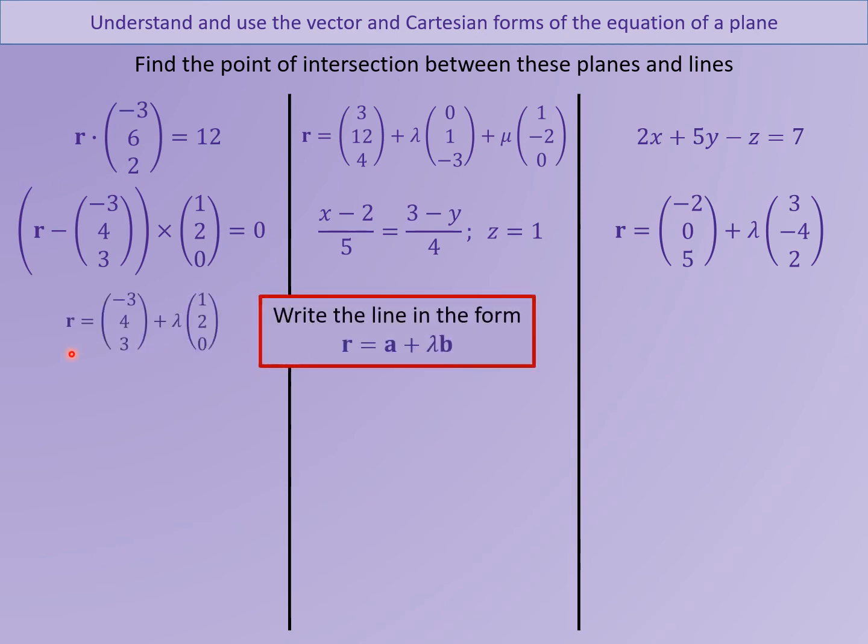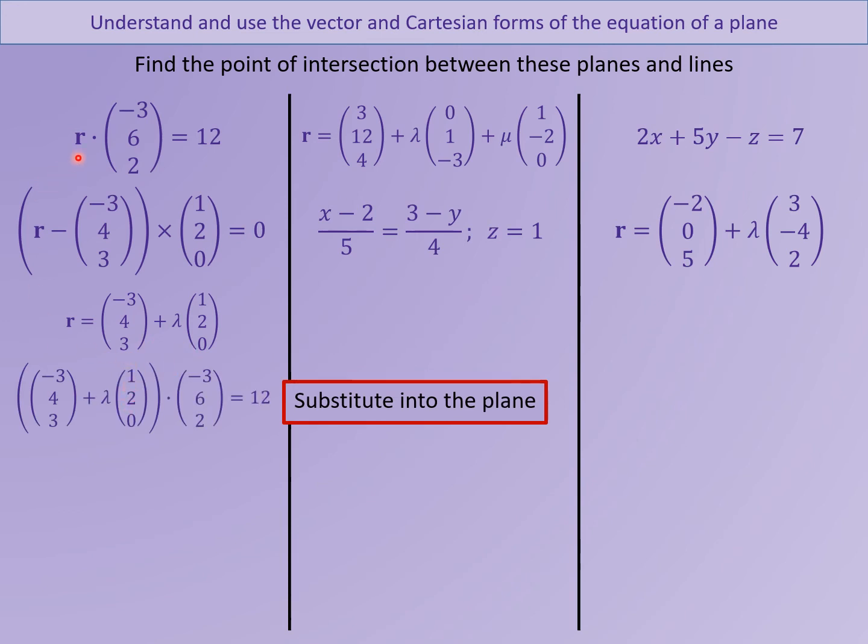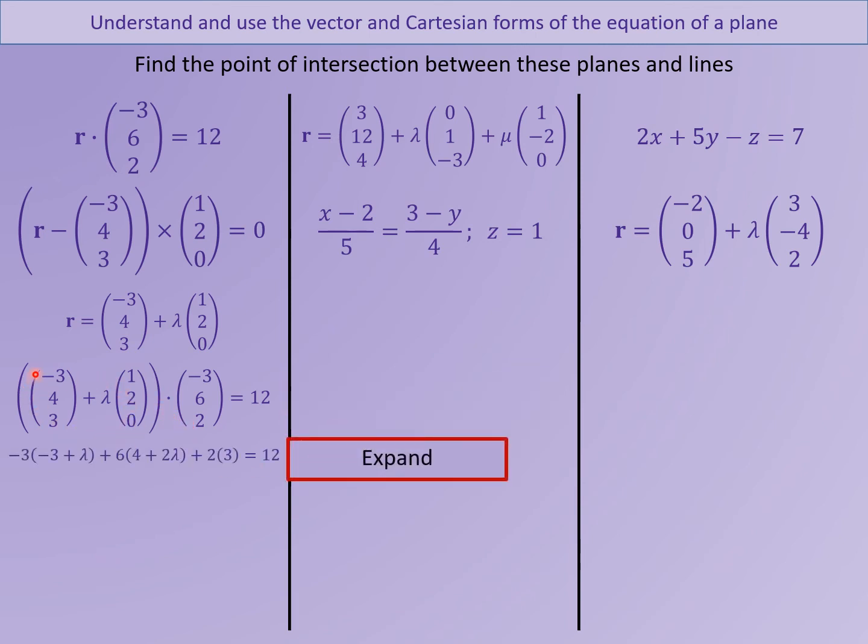We're going to put it into that vector form just there, because then we know that the x value equals -3 plus lambda, we know the y value equals 4 plus 2 lambda, and we know the z value is 3 on its own. And when I've got it in that form, I can now substitute it back into the original. I'm going to substitute it into the original plane, because that's where the two values should be the same. Now I can expand it using the scalar product. So that's -3 plus lambda times -3, that's there. 4 plus 2 lambda times 6, that's there. And 3 times 2 will be 6, equals 12, same as that.